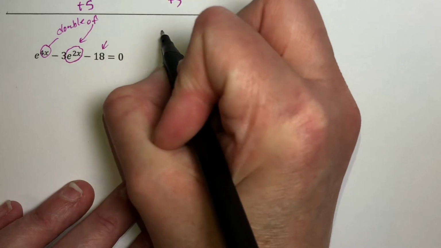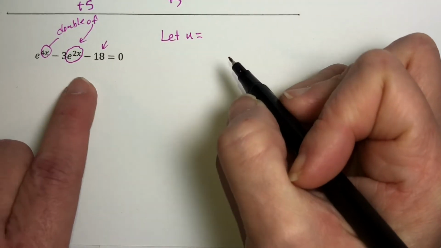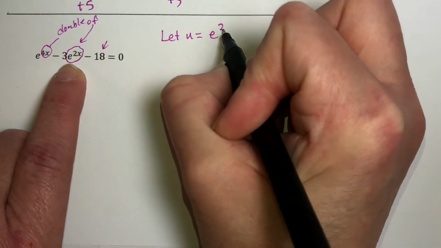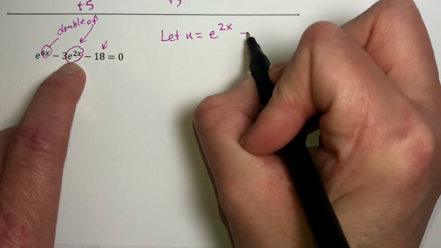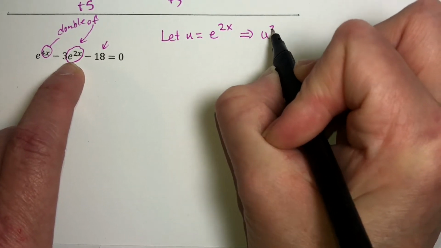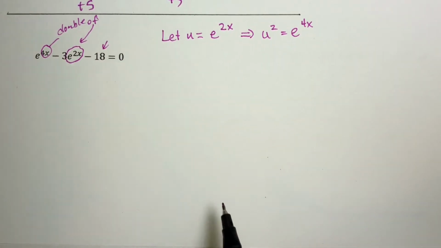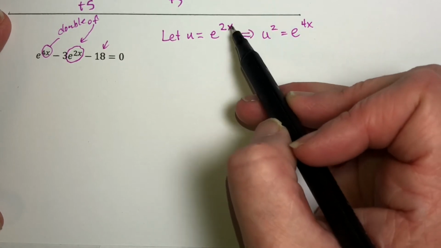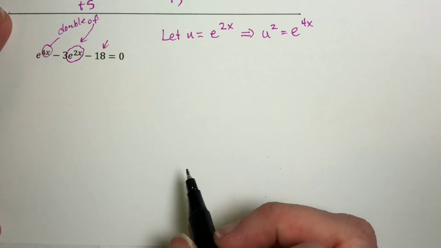If we have that, then we have something that's quadratic in form. And your substitution, your u value, is going to equal whatever is right here, so e to the 2x. Remember that this means that u squared is e to the 4x. Squaring both sides, we have the rule where a power raised to a power, you multiply the exponents together. 2 times 2 is 4. That's where that comes from.